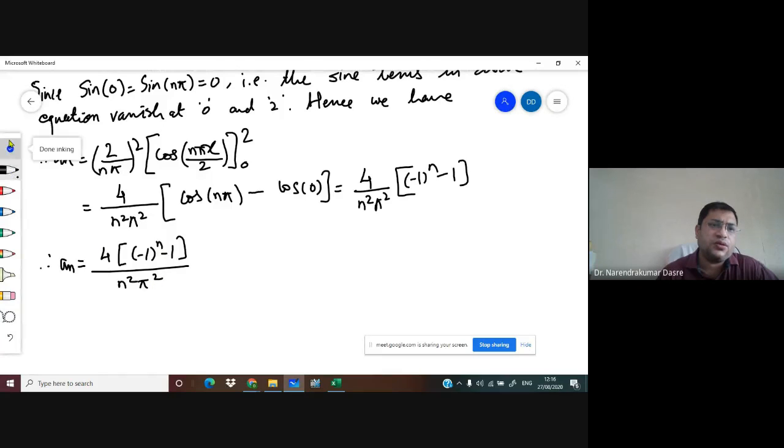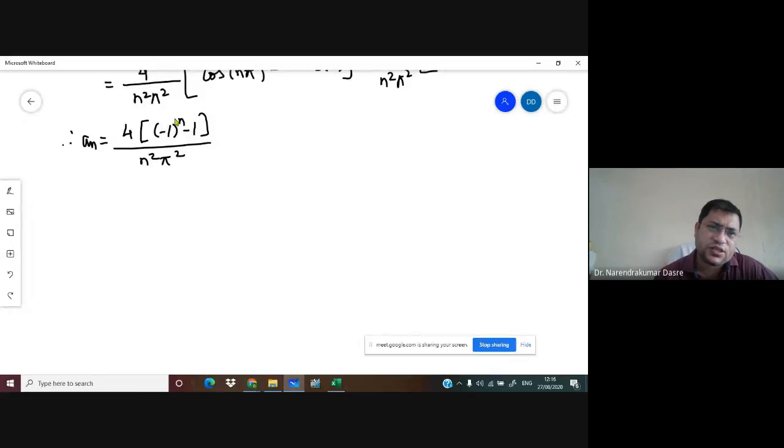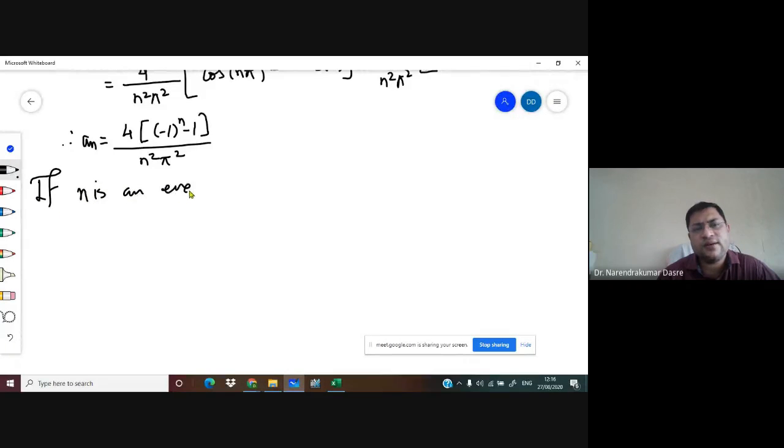Now as we know, if we encounter the term (-1) raised to n plus or minus 1, or 1 plus or minus (-1) raised to n, then we have to consider what happens if n is even. Then (-1) raised to n is equal to 1. So you got a_n is equal to 0. So this will be 1 minus 1, 0.